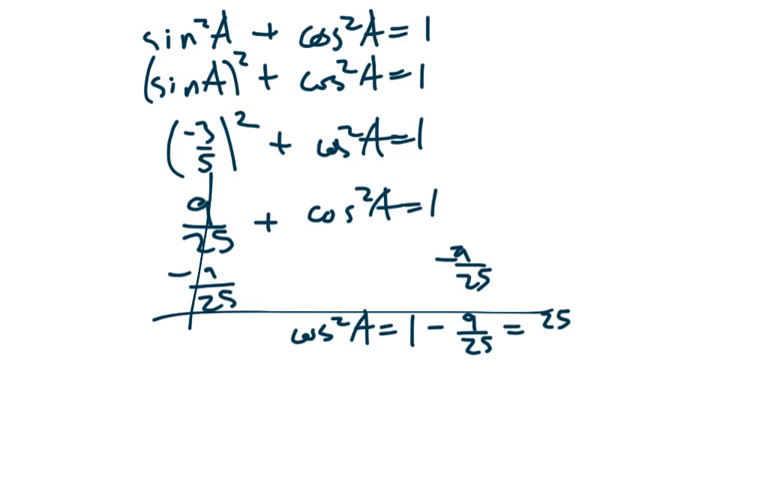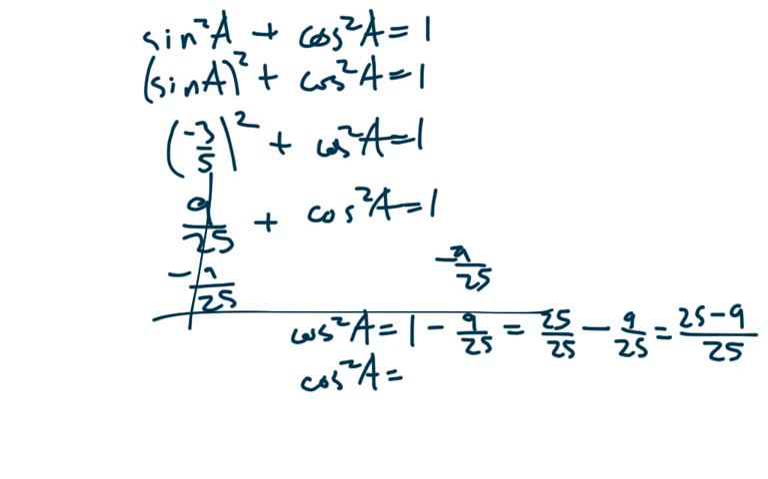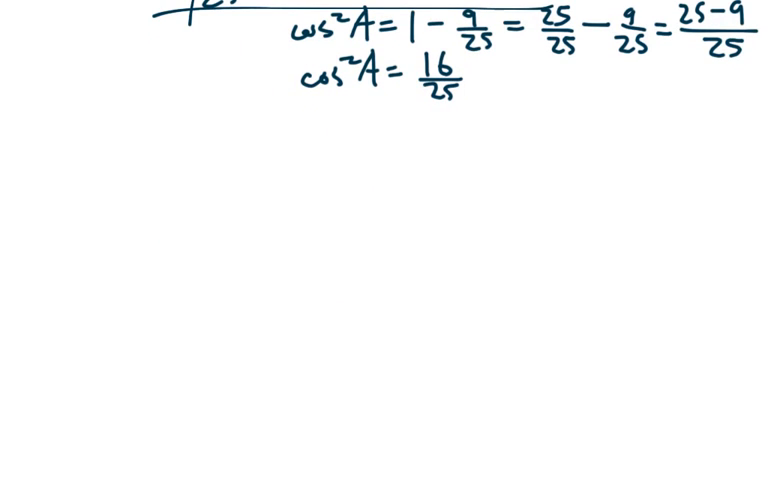Get a common denominator, why don't we? 1 is equivalent to 25 over 25. And when I have two fractions that have the same denominator and I want to subtract them, as long as they have that same denominator, I can do it by subtracting the numerators. Now cosine squared of a is equal to 16 over 25. That means that when I take the square root of both sides to get rid of the square, I get cosine of a by itself now is equal to plus or minus the square root of 16 over 25. Well, the top and the bottom both have nice square roots, so let's leave it there.